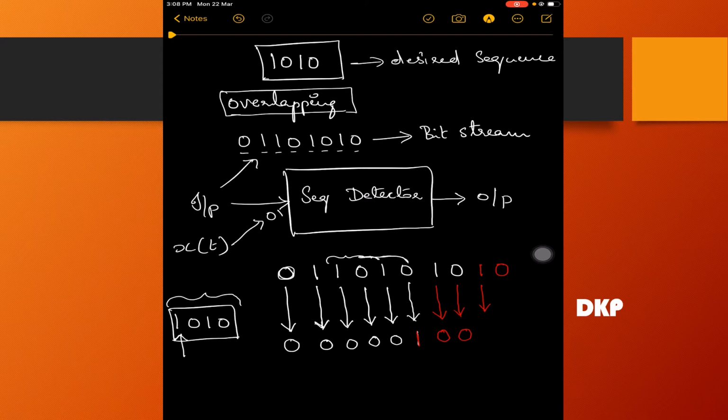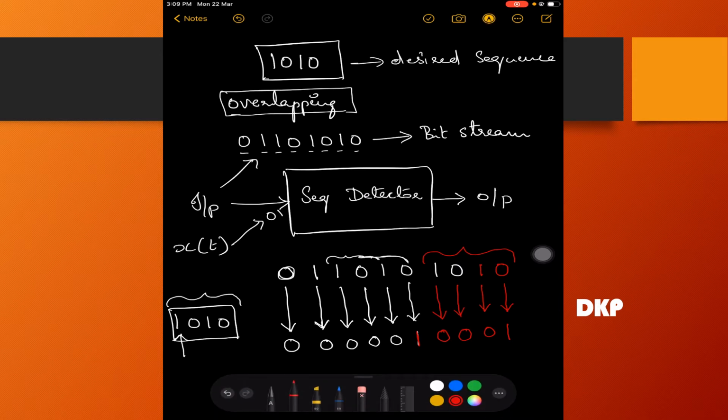Here also it is incomplete. When it comes to this point, it will get another sequence. This is the second sequence and it will give the output as 1. This is just an assumption I have told you in order to make you understand what is without overlapping. So, this is without overlapping. Now, let us come to the concept with overlapping.